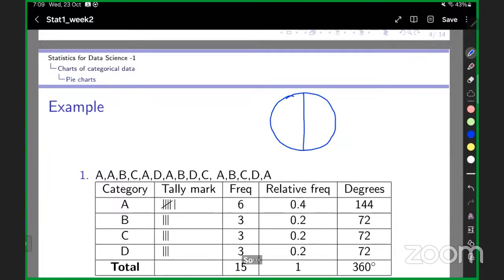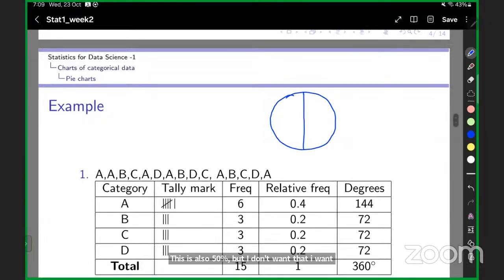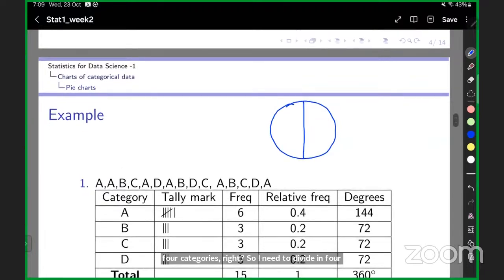So this is going to be 50-50%, right? This is 50%, this is also 50%. But I don't want that. I want 4 categories, so I need to divide into 4 pieces, not 2 pieces. So I can say this much is, let's say, 40%. Okay, fine. Then the 60% is there, and I have to divide it into 3 equal portions.